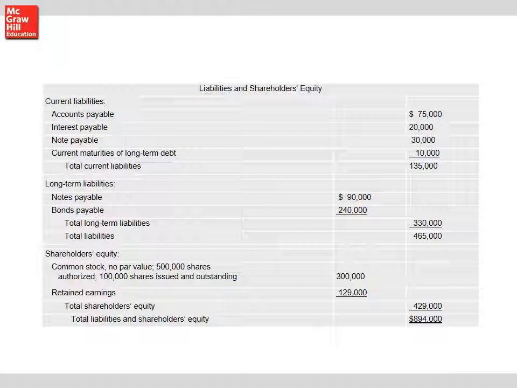Now shareholders' equity. Remember what I said before? We should be listing information about the common stock. Common stock, and they tell us in number 6: no par value. 500,000 shares are authorized to be sold. So that's the maximum they could sell. Of that, they've sold 100,000 issued and outstanding. So the total account balance is then listed of 300,000. And then the retained earnings balance of 129,000. So total shareholders' equity properly reported is 429,000.